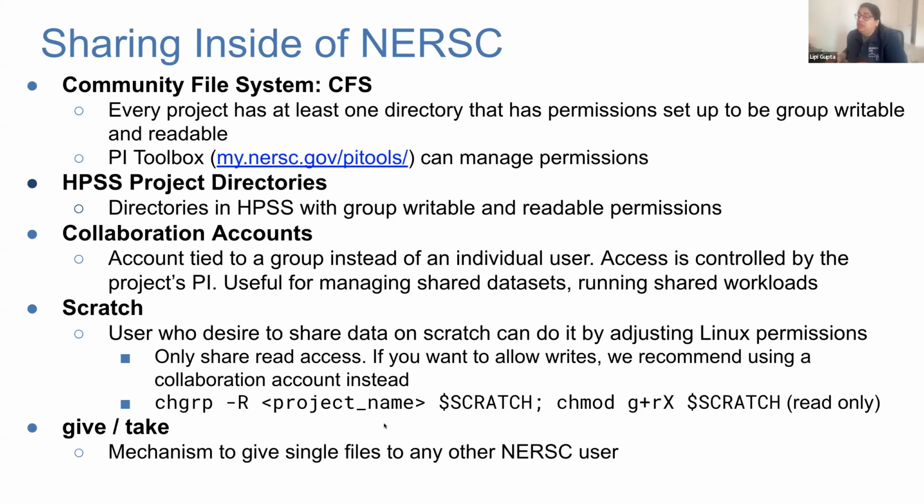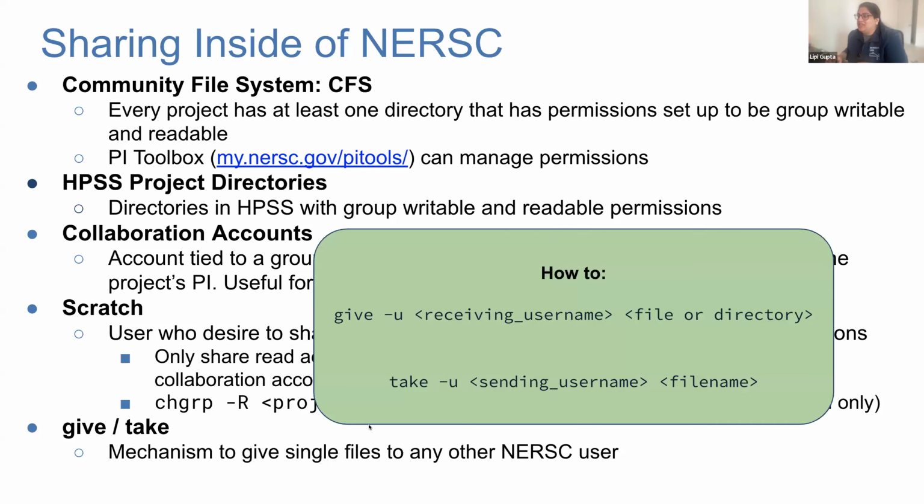And then we have this really, really cool mechanism called give and take. This is probably going to be one of the best ways to share data. If you don't want to worry about changing permissions, which sometimes I don't necessarily want to do, I can use this give and this take. The way this works is this only works within NERSC. So if you're just sharing data with someone inside of NERSC, once you've signed into Perlmutter, you're going to type in, let's say I need to give Charles a file.